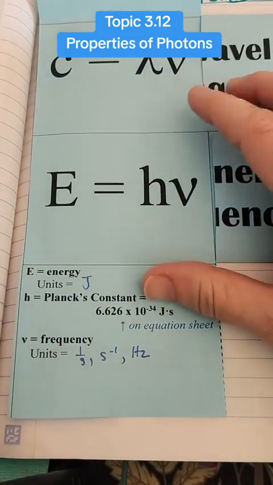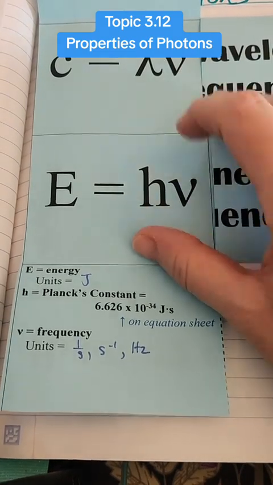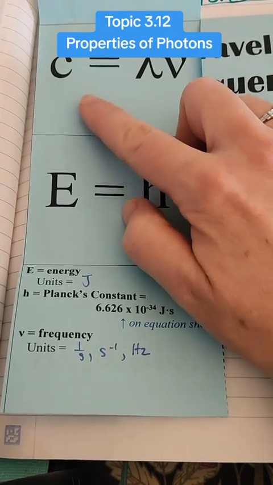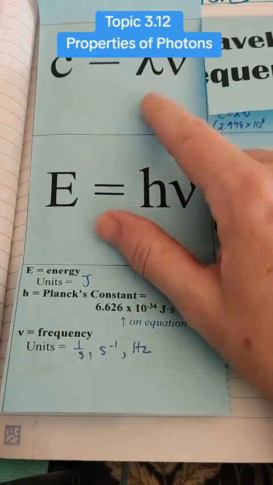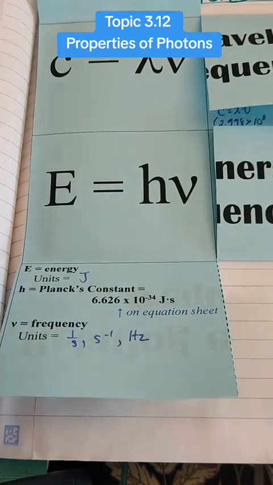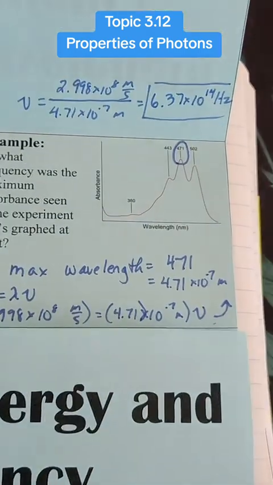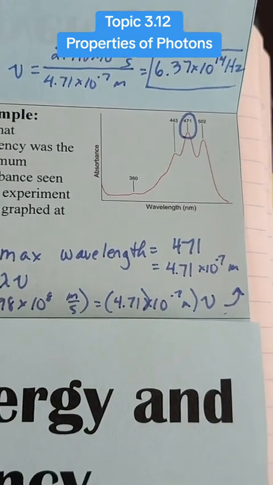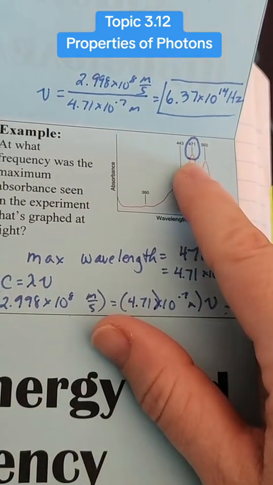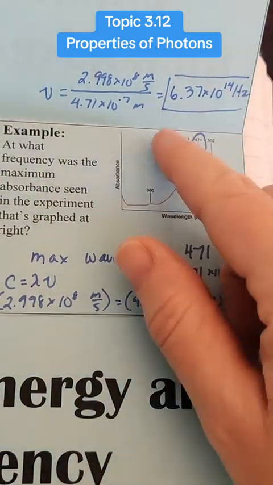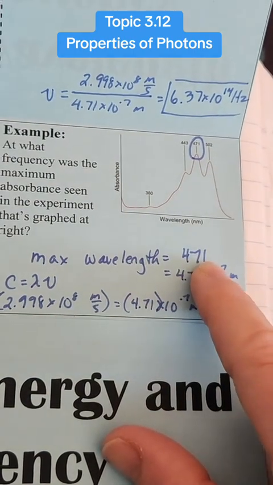Now, the thing about these two equations is you can use them together because frequency is the common term between them. So you can know the wavelength and actually calculate the energy. You just have to go through frequency in order to do it. So my work is a little all over the place here, but let me show you a quick example. So if we have a spectrum here and the question is at what frequency is the maximum absorbance seen? So then here's the maximum absorbance, it's the highest peak, and so that value is marked for us here as 471.